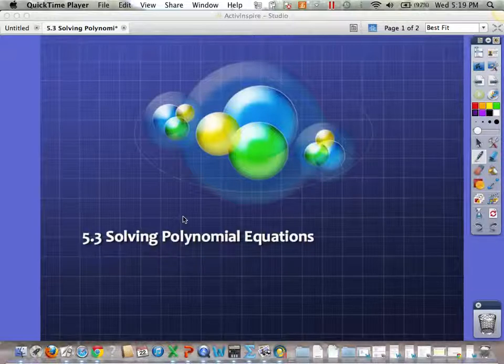5.3, solving polynomial equations. This is not a very difficult section. You're going to be using stuff we've already learned to solve these things, and then go from there and graph them.